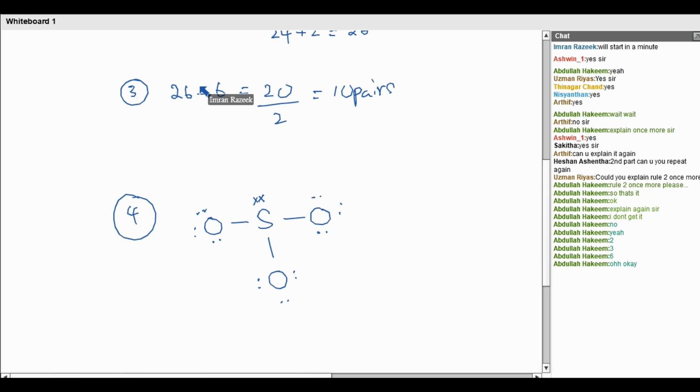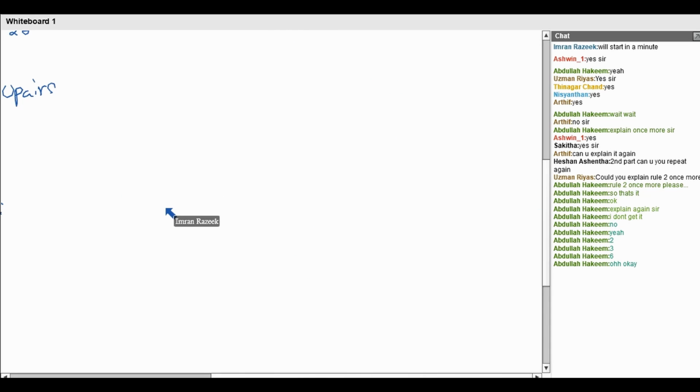Any questions here? The 10 pairs you first put on the terminal atoms so that they achieve the octet. If anything remains, that will go to the central atom. If nothing remains, don't worry about the central atom. Is rule number 4 clear?